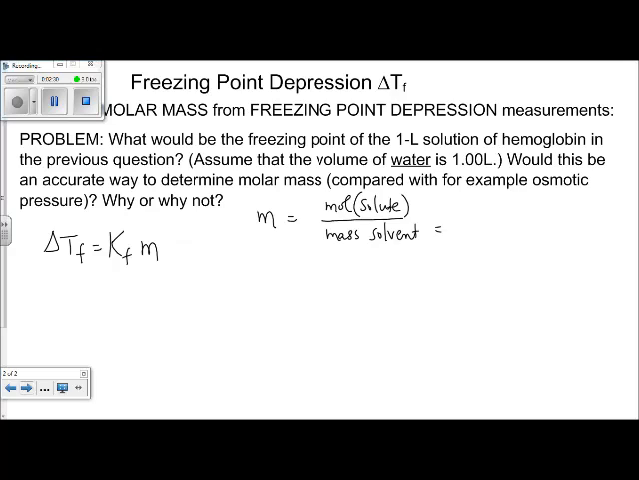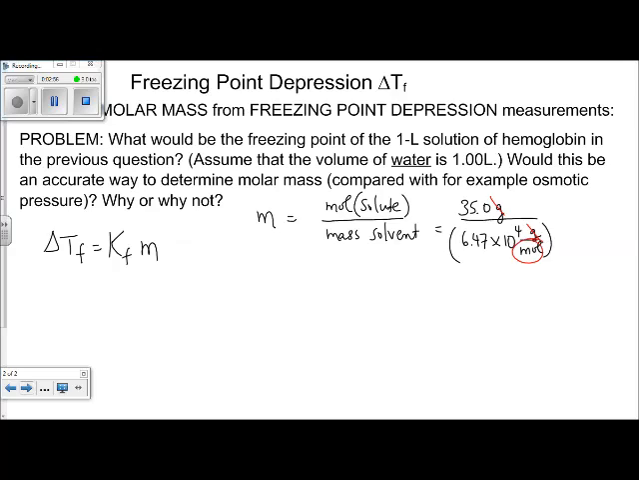To get moles of solute, we have a mass, the mass of that original hemoglobin sample, again, 35 grams. We divide it by what we have discovered to be the molar mass. Remember that large number. And so this altogether would give us the moles of hemoglobin. In the denominator, we should have mass of solvent, and that's a little tricky because all we know is that we have a liter of solution.